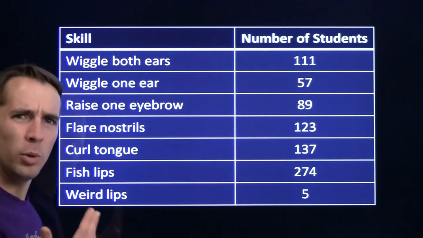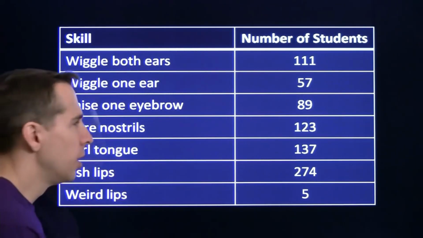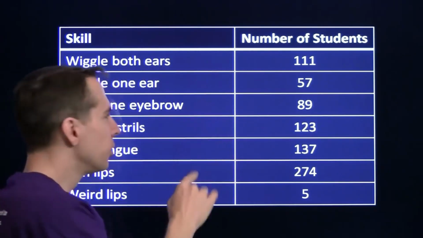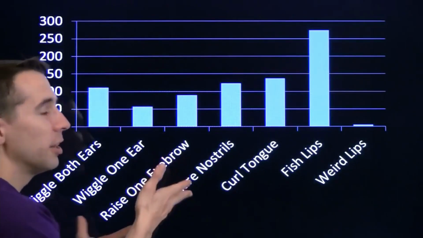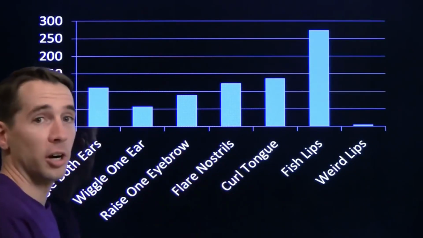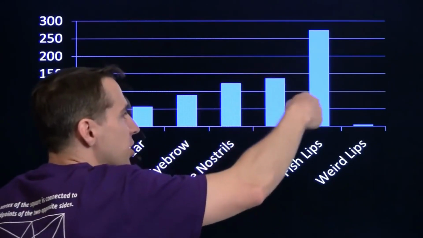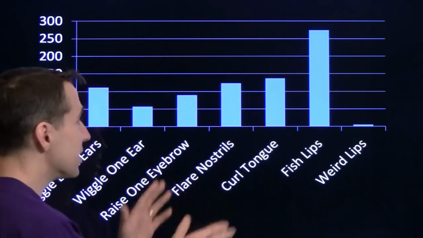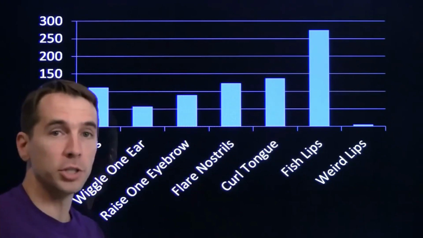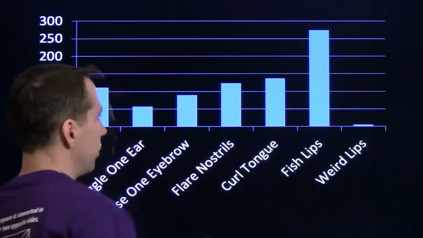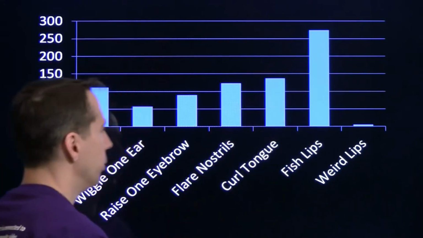But if all we really care about is the order, and don't care about the exact numbers here, there's an even faster way to look at these data. We can do this. This is a bar chart, or you can call it a bar graph. There's one bar for each skill, and we can just glance at this and see immediately. Fish lips, most common, most students can do that. Weird lips, that's the hardest, almost no one can do that. You have to be a real freak to be able to do that.